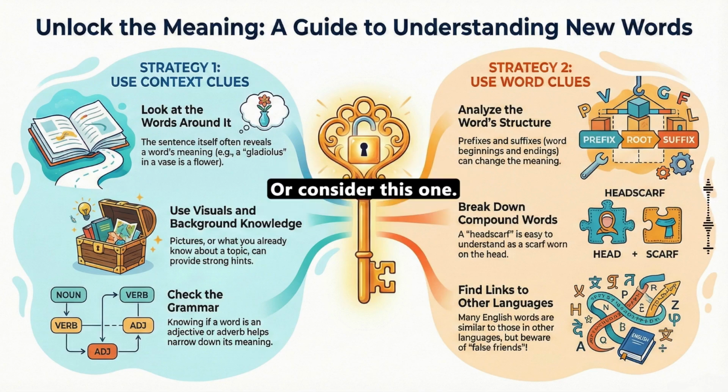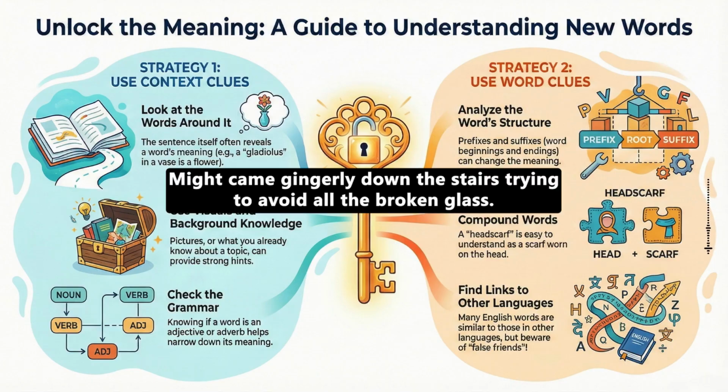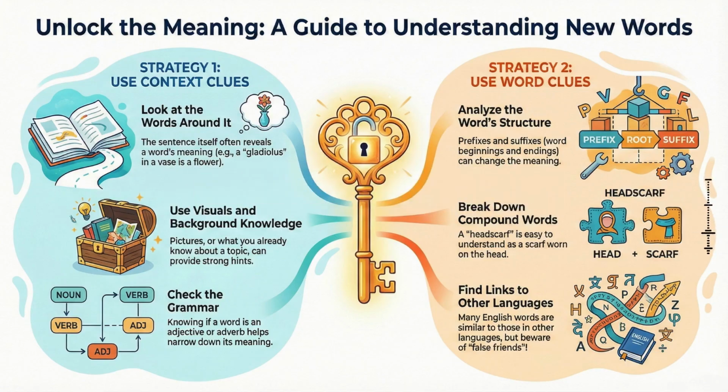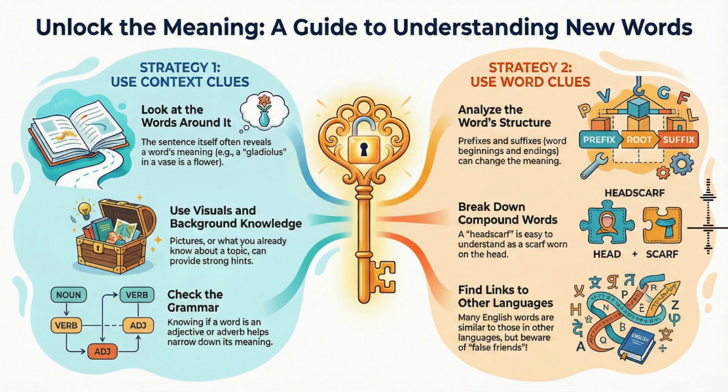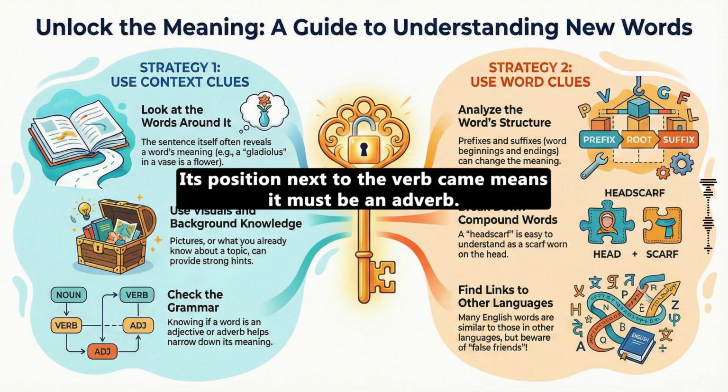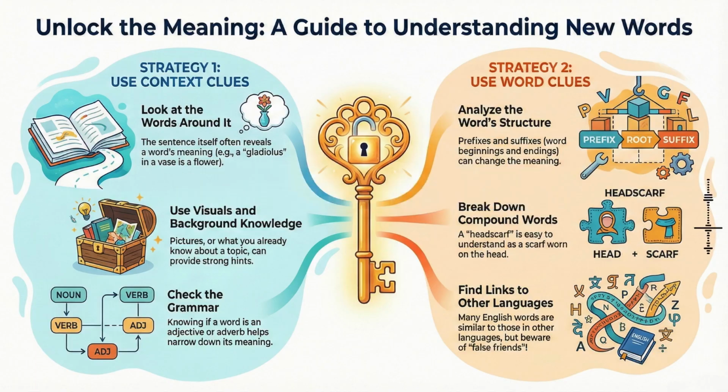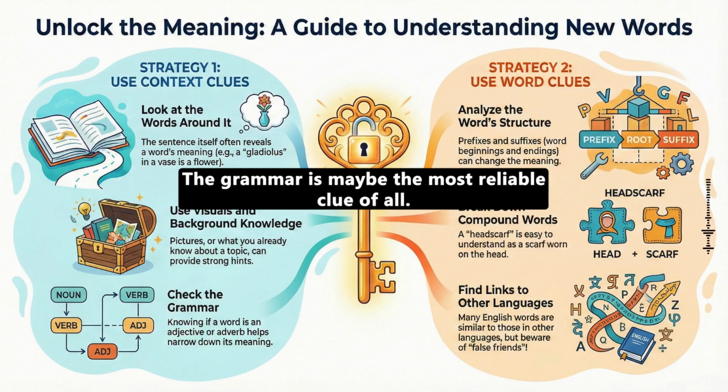Exactly. Or, consider this one. Mike came gingerly down the stairs, trying to avoid all the broken glass. So you picture him moving carefully. Right. The word "gingerly" is describing how he did the action, how he came down the stairs. Its position next to the verb "came" means it must be an adverb. That is the aha moment. The syntax of the sentence, the grammar, is maybe the most reliable clue of all.